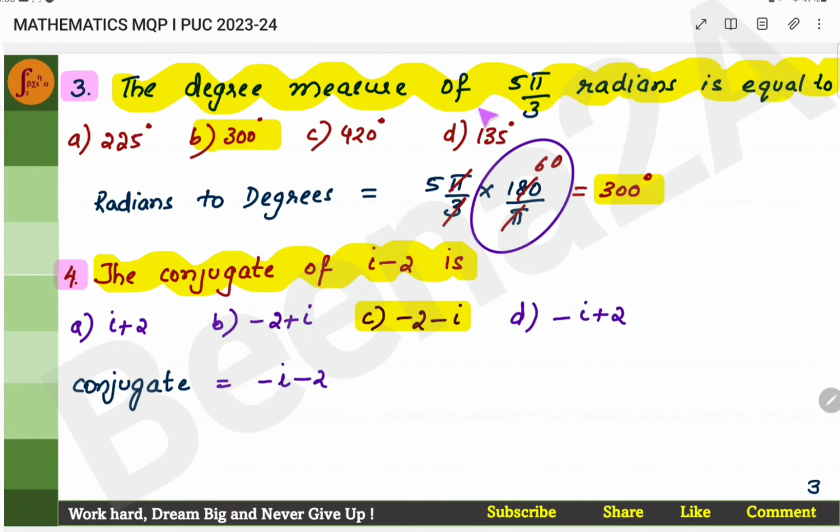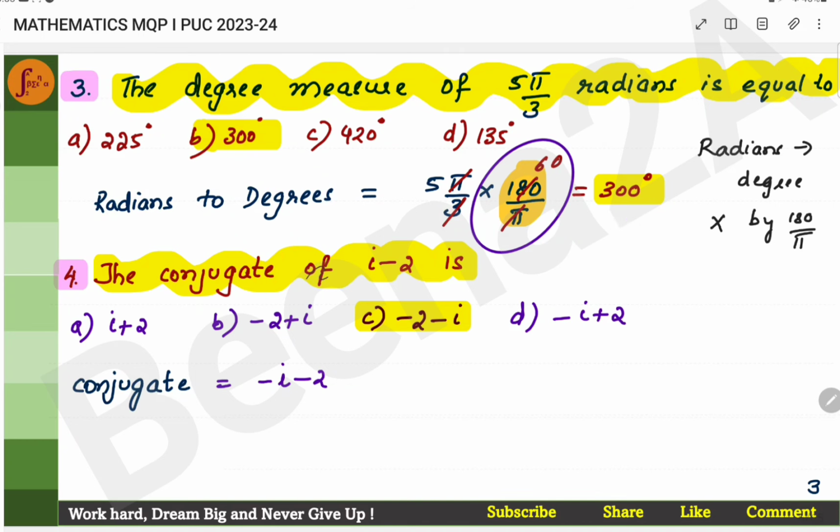Third one: the degree measure of 5 pi by 3 radians is equal to. To convert radians into degrees, we have to multiply by 180 by pi. You have to multiply by 180 by pi to convert radians to degrees. So the right answer would be 300 degrees.